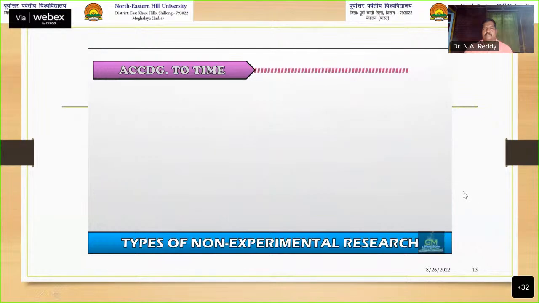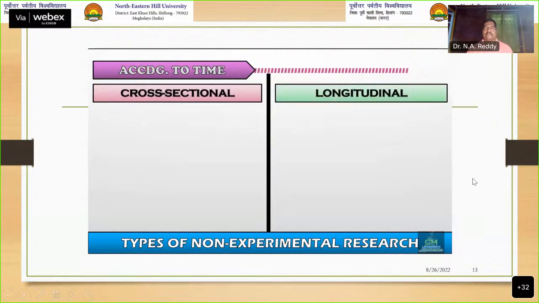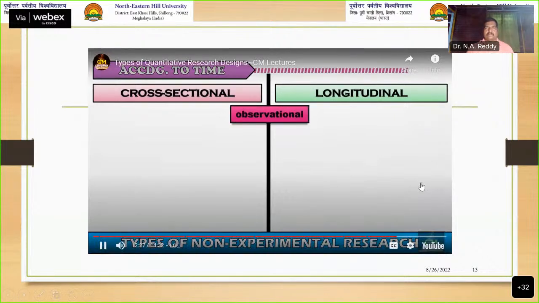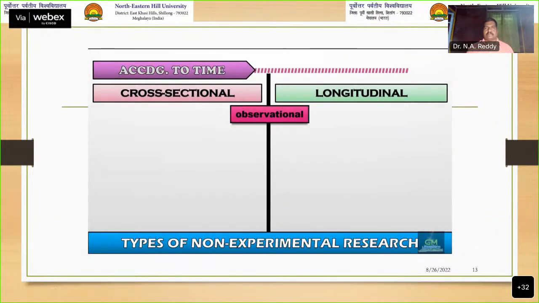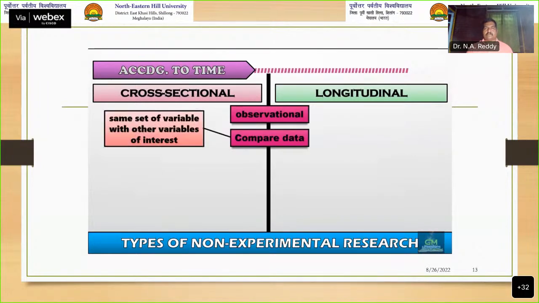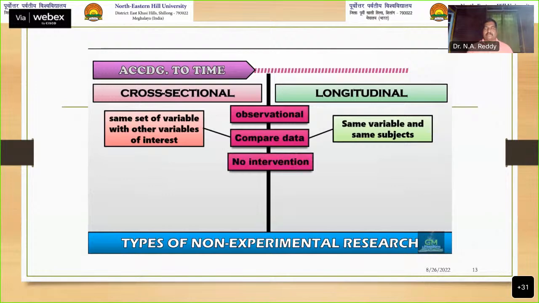Now, at this point, we are going to discuss the similarities and differences between the cross-sectional research and the longitudinal research. In terms of similarities, both are observational in nature. Both the cross-sectional and longitudinal research compare data. However, in the cross-sectional research, it compares the same set of variables with other variables of interest, while in longitudinal research, it compares the same variable and same subjects. To continue, both have no intervention and no variable manipulation.